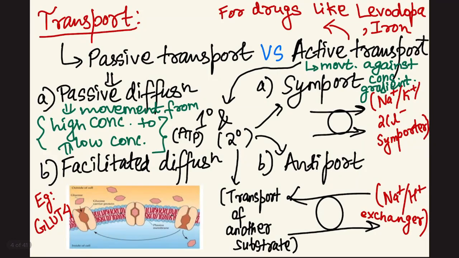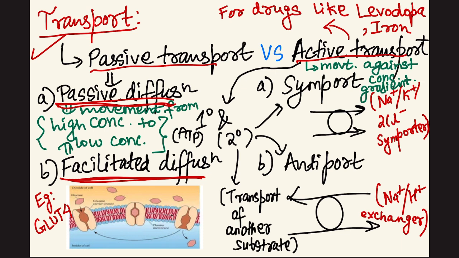Now coming to the different types of transport. We have passive transport and we have active transport. In passive transport, we don't require any energy, whereas in active transport, we require energy in the form of ATP. Under passive transport, we have simple diffusion, that is passive diffusion, and then we have facilitated diffusion. In both these methods, there is movement of the drug from high concentration to low concentration. That is, the movement of the drug occurs according to the concentration gradient. Whereas in active transport, the movement occurs against the concentration gradient, that is from low concentration to high concentration, and as a result, we need energy.